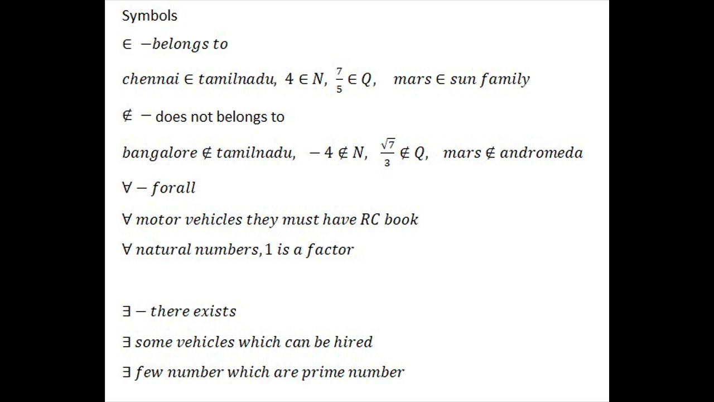And one thing, like an inverted V, is called for all or for every. For all motor vehicles, they must have an RC book. For all natural numbers, 1 is a factor. Okay. And the other symbol, which looks like a backwards E, is called there exists. Some vehicles can be hired. You cannot ask someone to give his vehicle for some time, but you may ask him to give you a ride for 100 rupees.